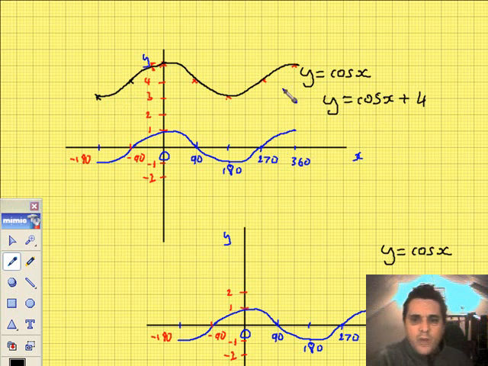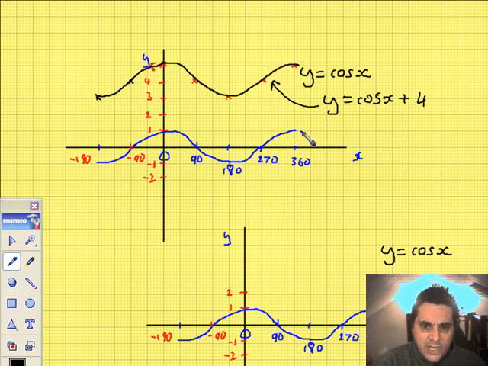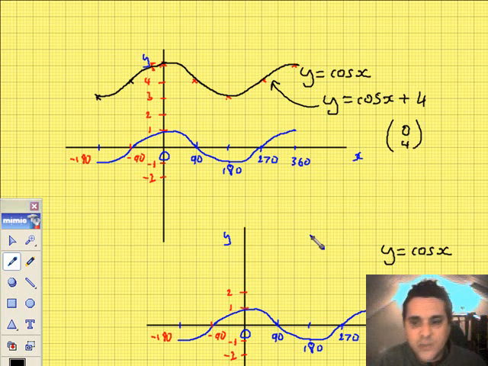So that's my graph of y equals cosine x plus 4, and that's the regular blue y equals cosine x, and all I've done is raise it 4 units using vector 0, 4, just like all the other functions. Alright, wish me luck with this one.